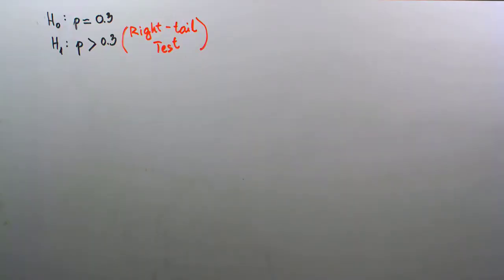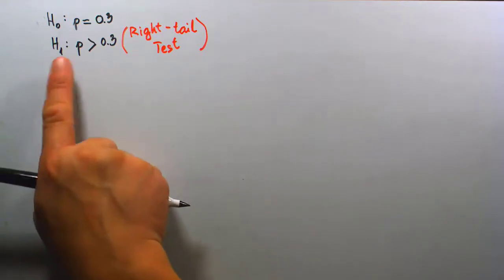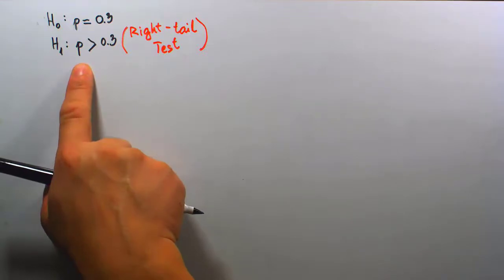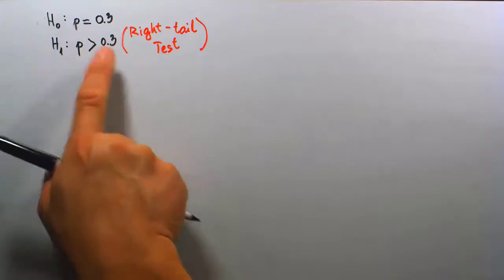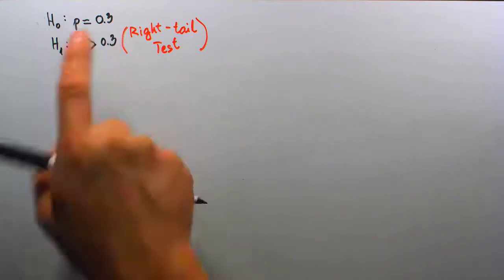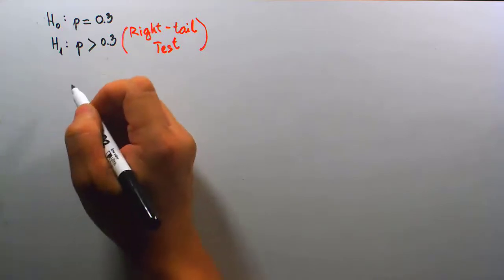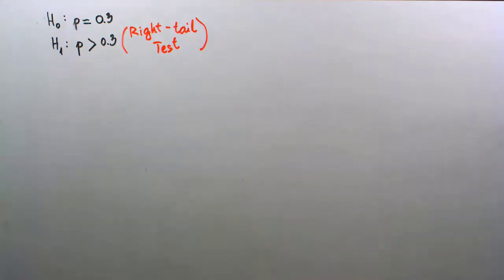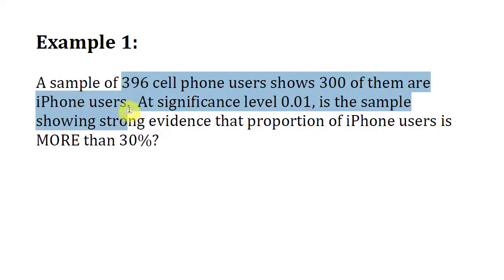Now, the first step into testing our hypothesis. Again, we want to prove that generally our proportion of iPhone users is above 0.3. Once we are successful proving this, we are rejecting that the proportion of iPhone users equals 0.3. To successfully test our hypothesis, let's have a closer look at the sample we have. We are using a sample of 396 cell phone users, and in that sample, we found 300 of them are iPhone users.